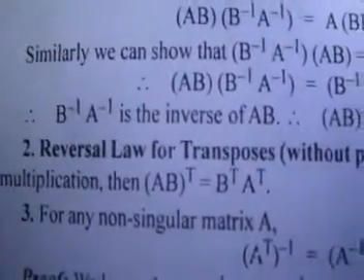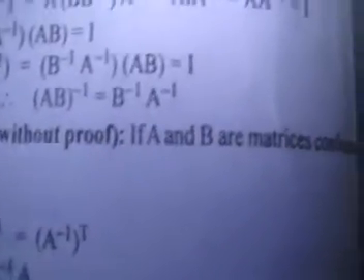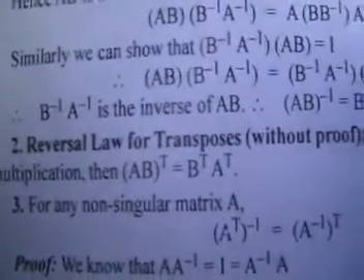Next one, we take the reversal law for transposes without proof. Okay, if A and B are matrices conformable to multiplication, then the transpose of AB is equal to B transpose A transpose. For any non-singular matrix A, the inverse of A transpose equals the transpose of A inverse. This is the law. Okay, let us prove it.